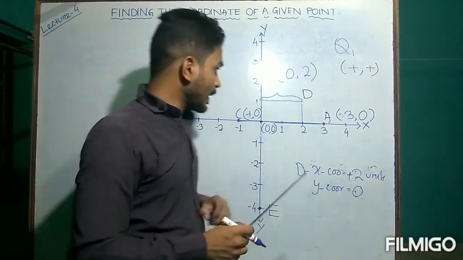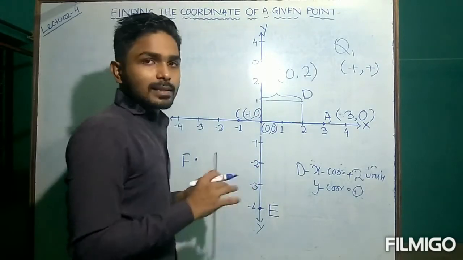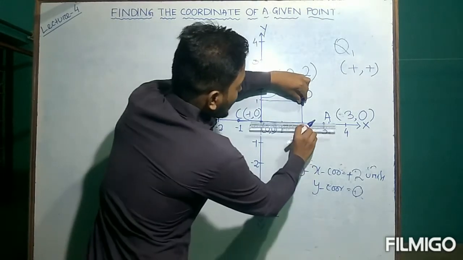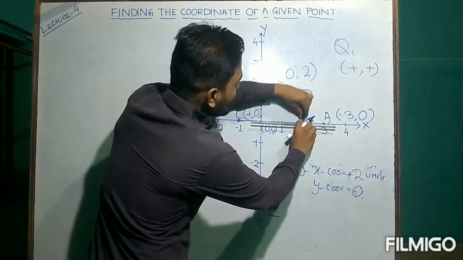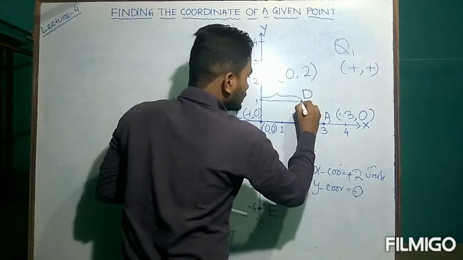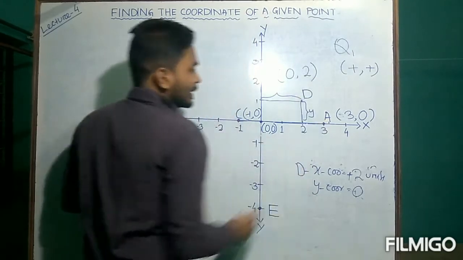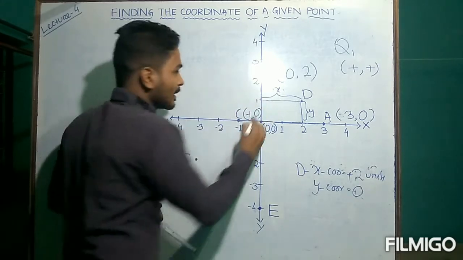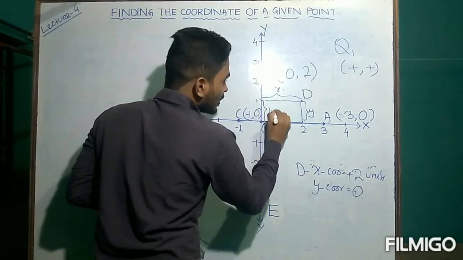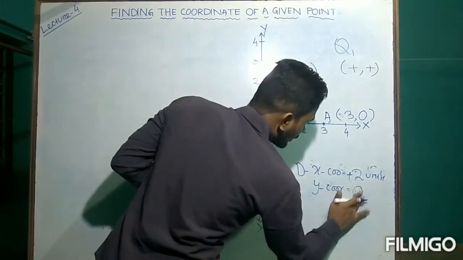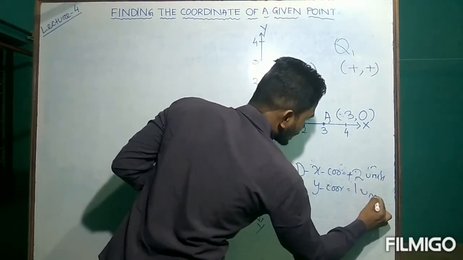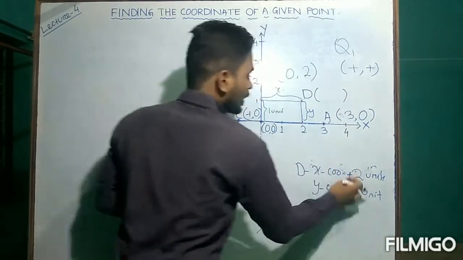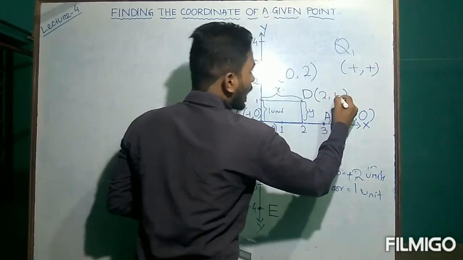Now find the y coordinate. So y coordinate means the perpendicular distance from x axis to the point. This is the point. This is your x axis. Then this distance is your y coordinate. Confirm? So this is your y coordinate. This distance is equal to this distance, and this is how many units? This is 1 unit. And the y coordinate is also 1 unit. So the coordinate of the point D is how much? 2, 1, and both are positive.